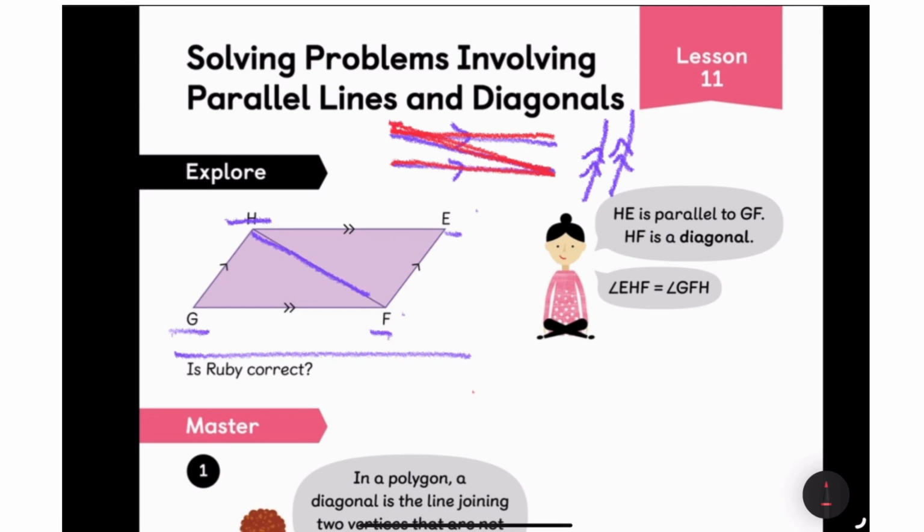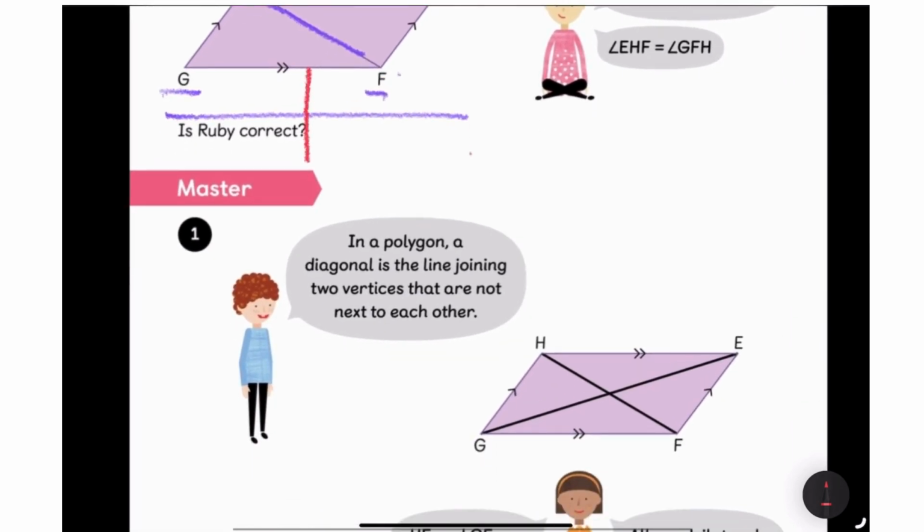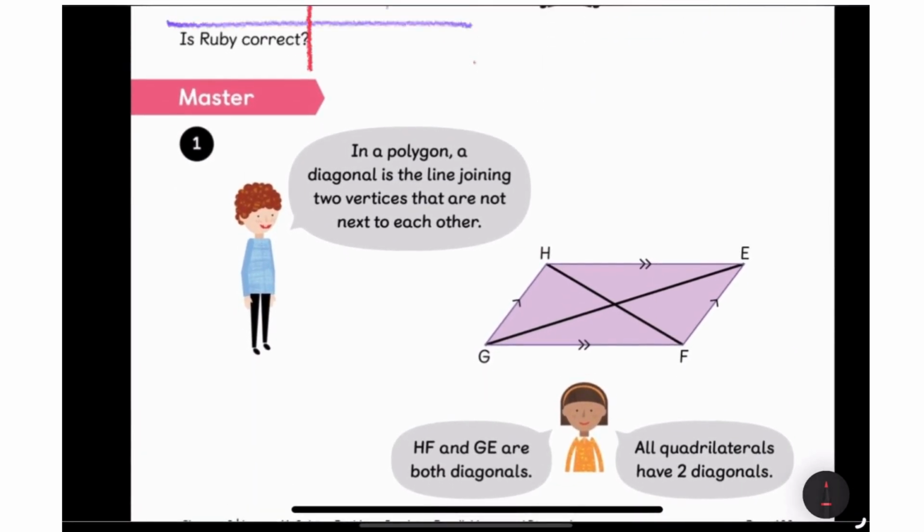Let's go ahead. In order to master the same, you see in a polygon, these diagonals are nothing but the lines that are joining two vertices that are not next to each other. So if I am saying this angle, the second time, that's the reason I am involving F. I am not matching both of them. It's the opposite one that we are taking. Therefore, you have your HF and GE.